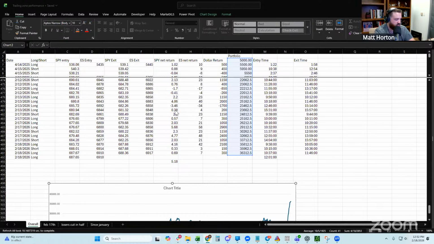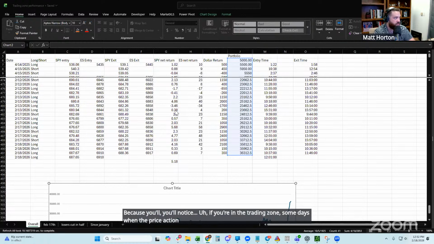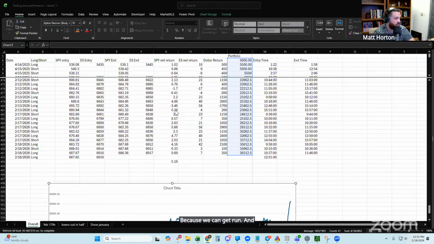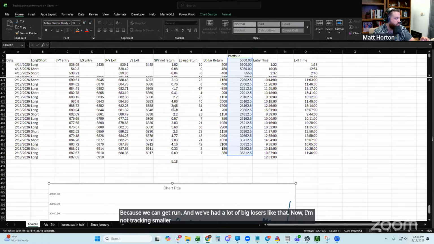because you'll notice if you're in the trading zone, some days when the price action is really crazy, and let's say we're taking a mean reversion trade, I'll say use smaller size. Right, because we can get run, and we've had a lot of big losers like that. Now, I'm not tracking smaller size in here.